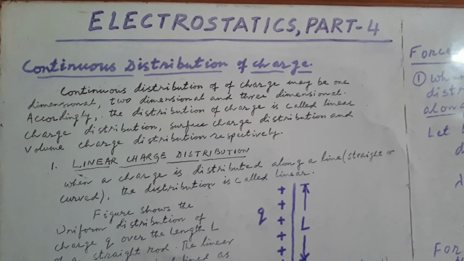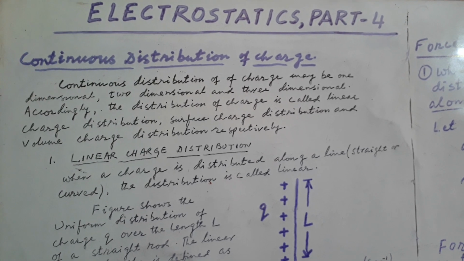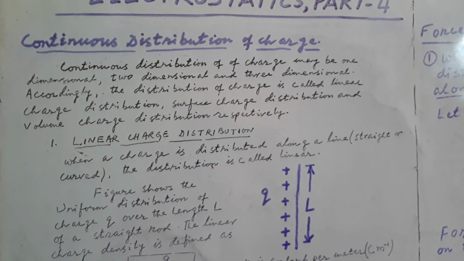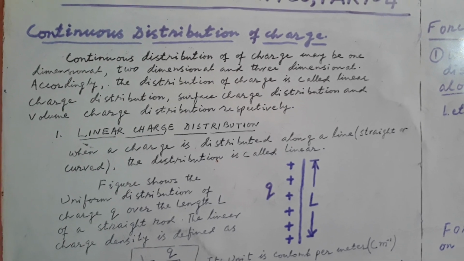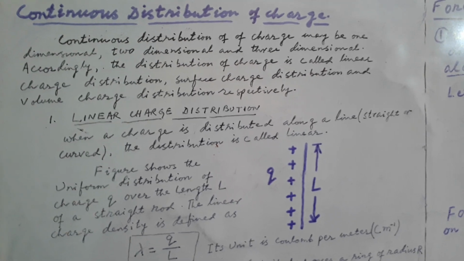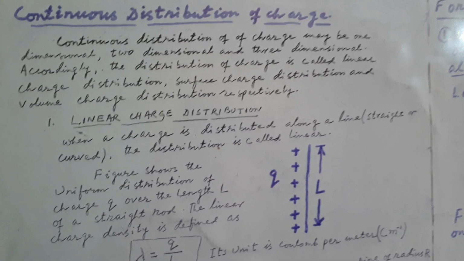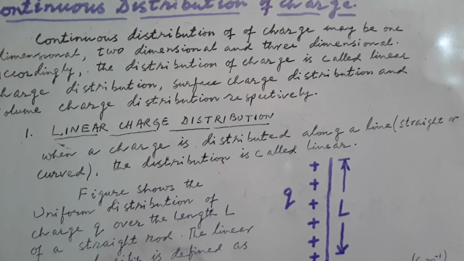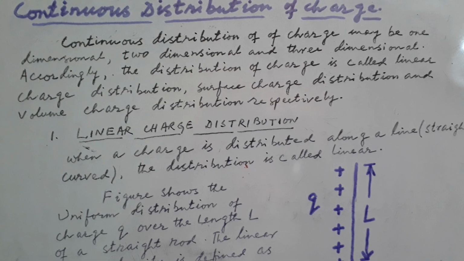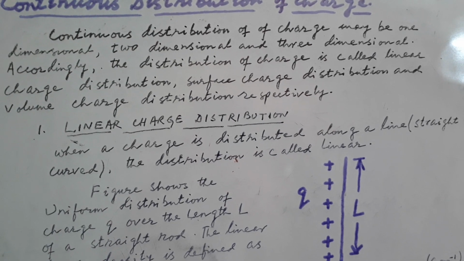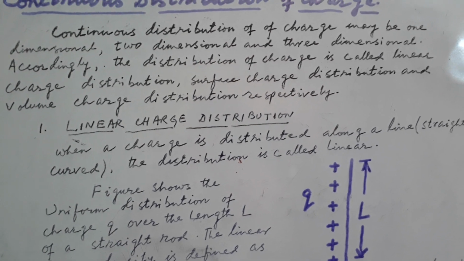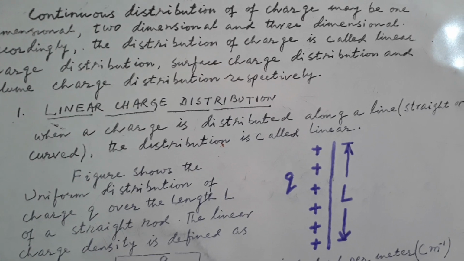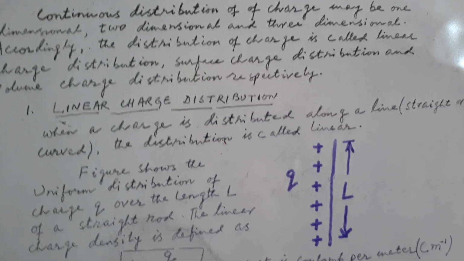Today in theory part, that is electrostatics part 4, we are going to learn the continuous distribution of charge. Continuous distribution of charge may be one dimensional, two dimensional and three dimensional. Accordingly, we can say the distribution of charge is linear charge distribution, surface charge distribution and volume charge distribution respectively. So what is linear charge distribution? First of all, everybody should know it.